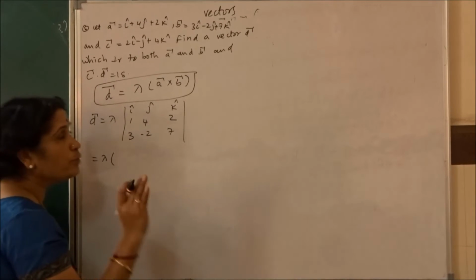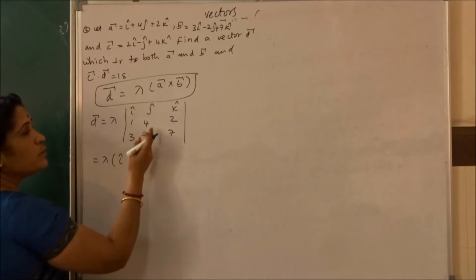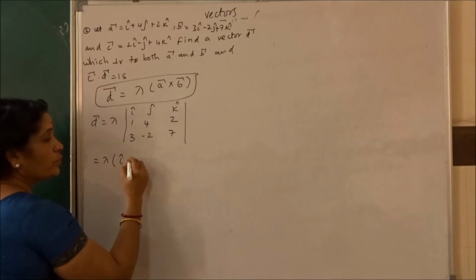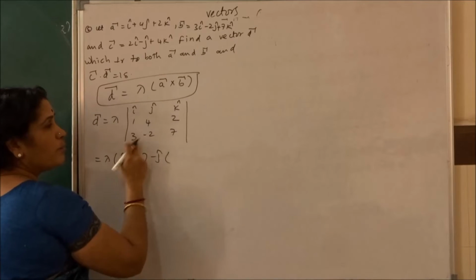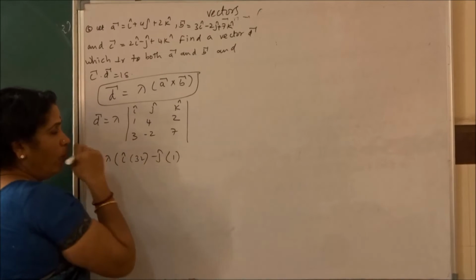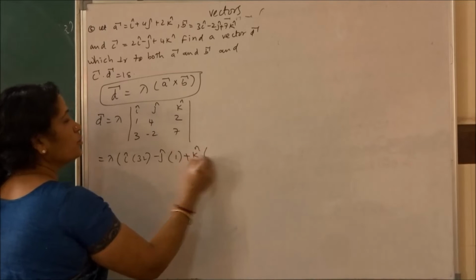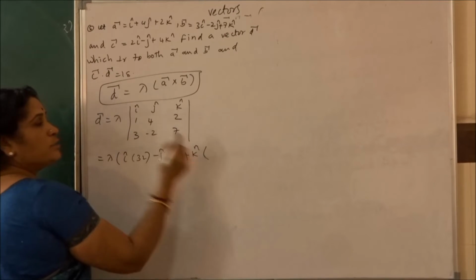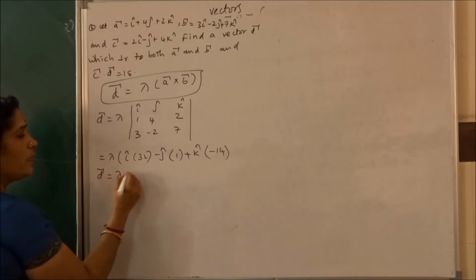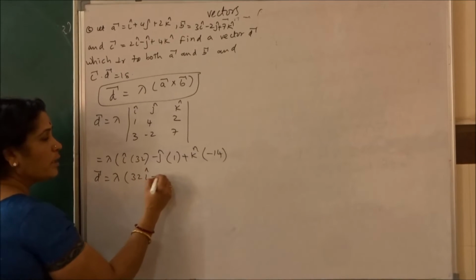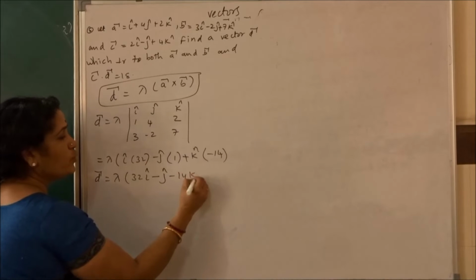This is a 4 mark question, a repeated question. That is i into 28 plus 4, which is 32, and then minus j into 7 minus 6, which is 1, plus k into minus 2 minus 12, which is minus 14. So D vector equals lambda into 32 i cap minus j minus 14 k cap.